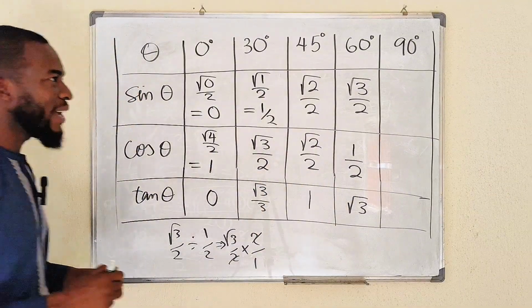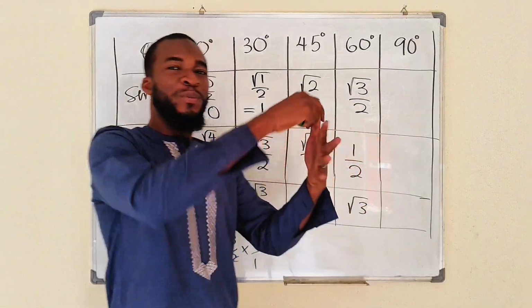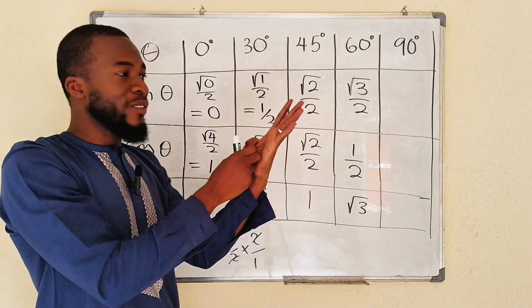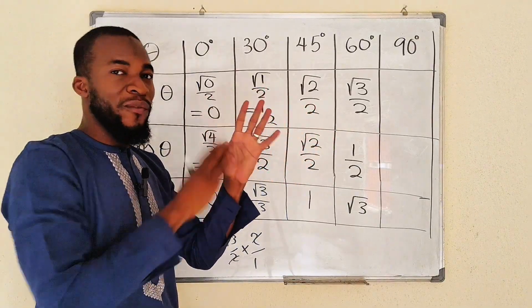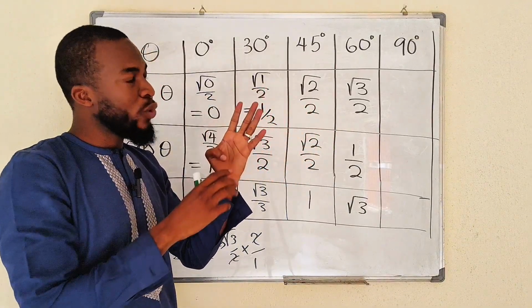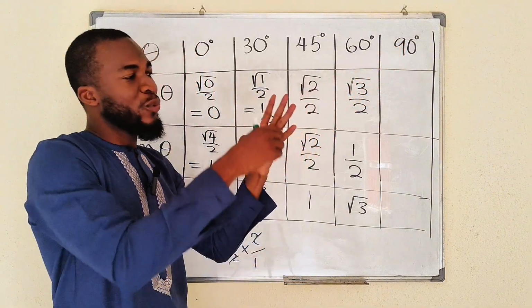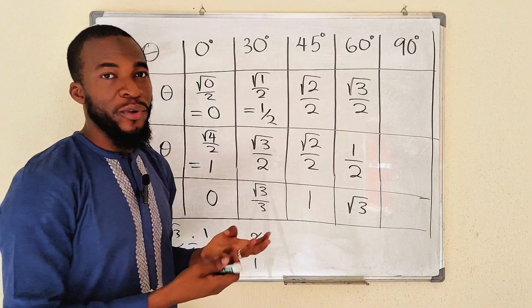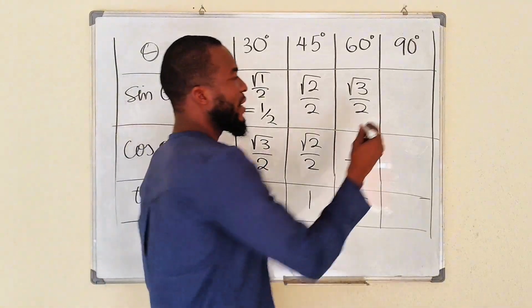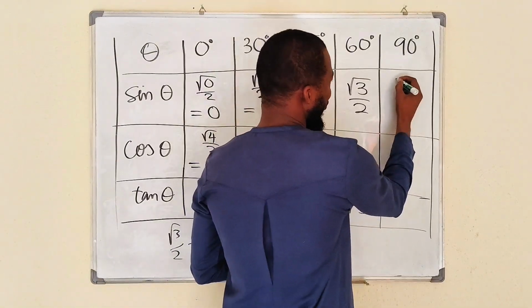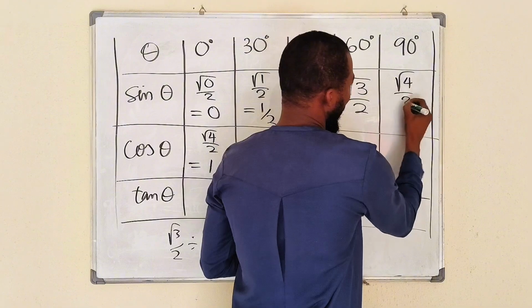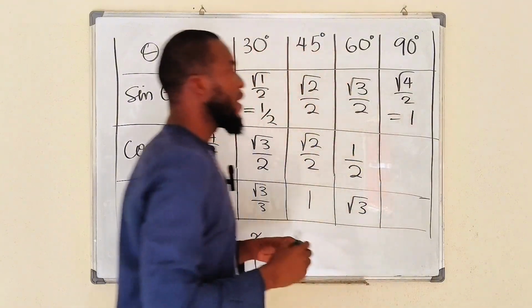Then lastly, we have 90 degrees. This will be the 90 degrees, the last one. So we have 4 before the angle. That is root 4 divided by 2 for sine. So therefore, sine of 90 will be square root of 4 divided by 2. Square root of 4 is 2. 2 divided by 2 is 1. So this is just 1. Or should I show you the working? Root 4 divided by 2, which is equal to 1.